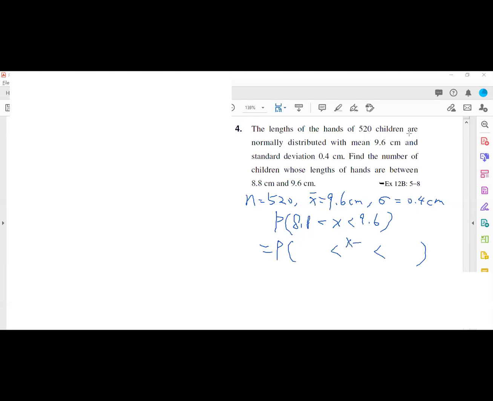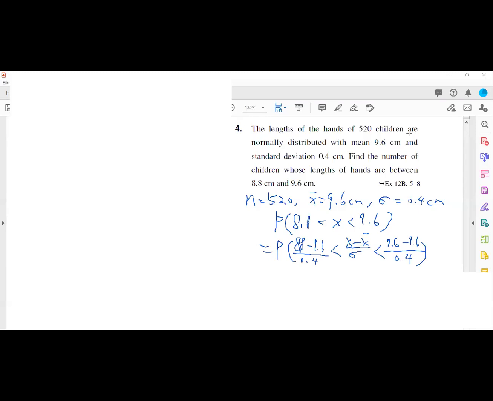x minus x bar over sigma. For the symbols, we just do the symbols, and for the numbers, we will do the numbers. So 8.8 minus x bar is 9.6, and then divided by sigma is 0.4. And right hand side is 9.6, and then minus x bar, it is also equal to 9.6, and then divided by sigma, that is 0.4.